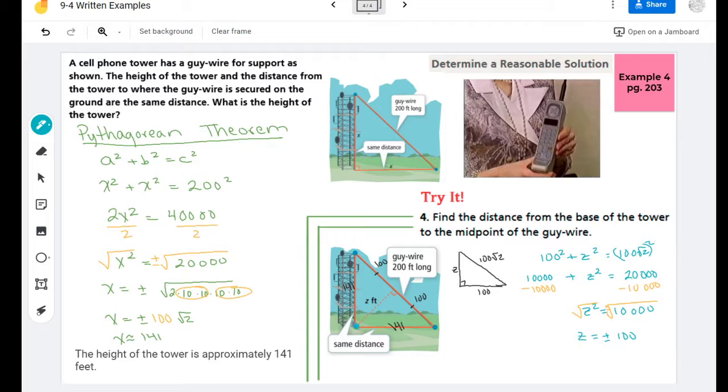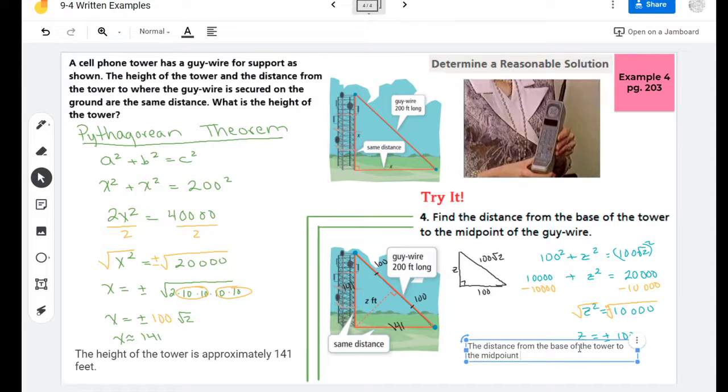Now remember, this is a physical distance, right? So when I have a physical distance, I can't have that negative on there. It doesn't make any sense. So I'm only taking into account the positive value. So the distance from the base of the tower to the midpoint of the guy wire is 100 feet.